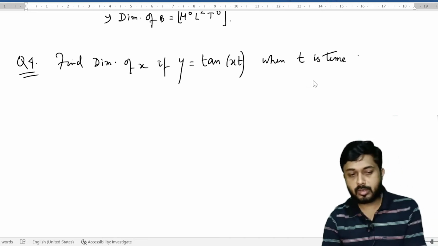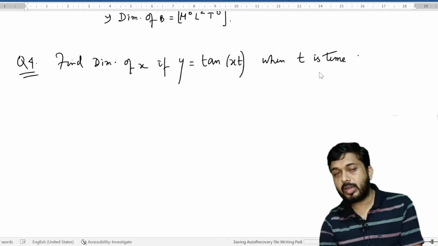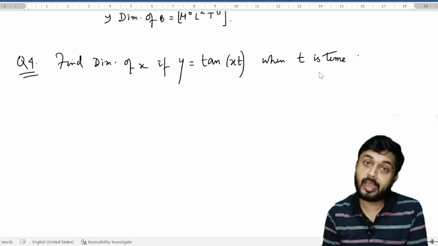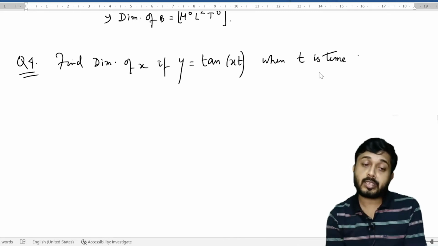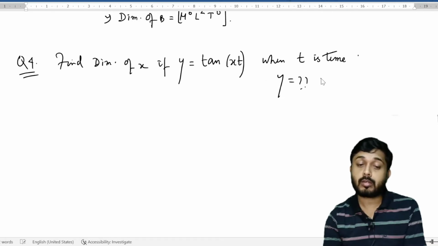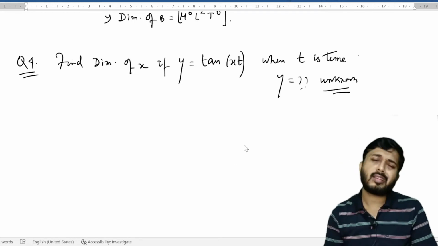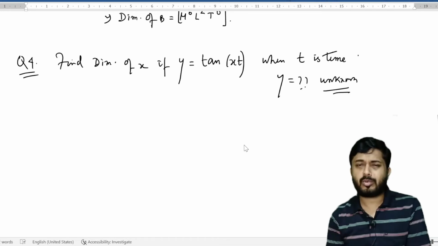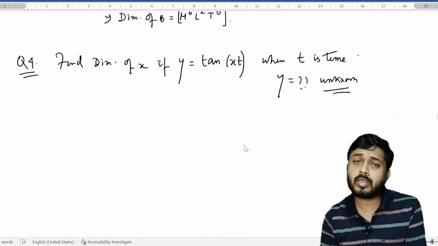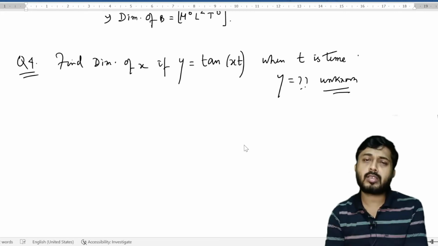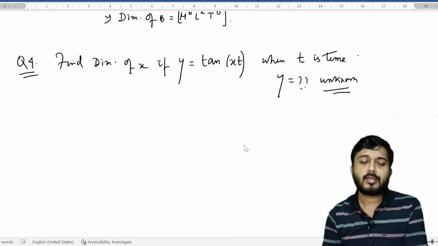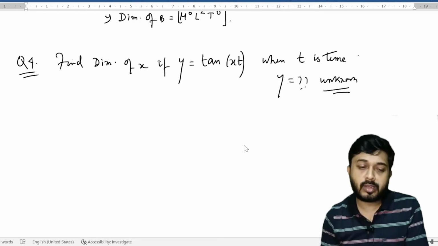What is y actually? We have been asked to find the dimension of x, but no single thing has been told about y. Y is unknown. And that is something we don't need to know here, because if we needed to know y in order to find out x, this question would be simply meaningless. So here we don't need to understand what y is.